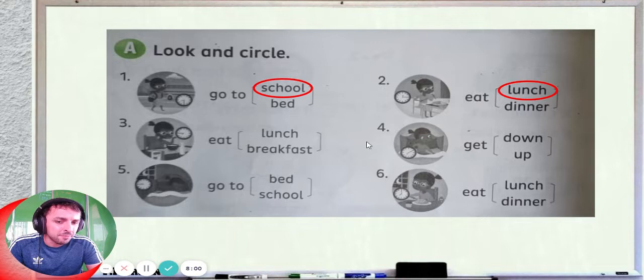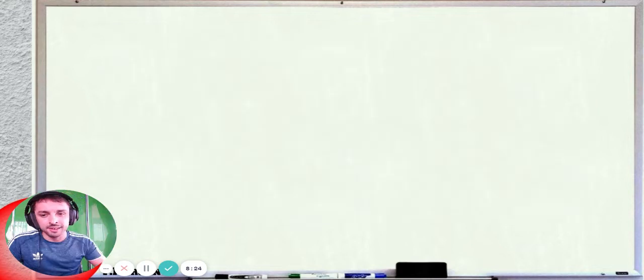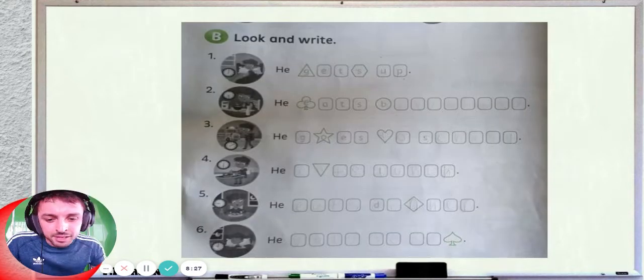I don't know. Number four, is that get down or get up? Number five, oh, what is this picture? Is that go to bed or go to school? And last one, number six, look, it's night time. There's the moon. It's night time. So is that eat lunch or is it eat dinner? Circle the right words.